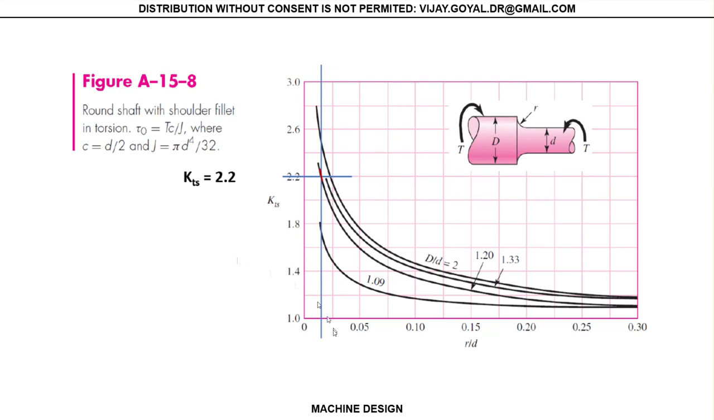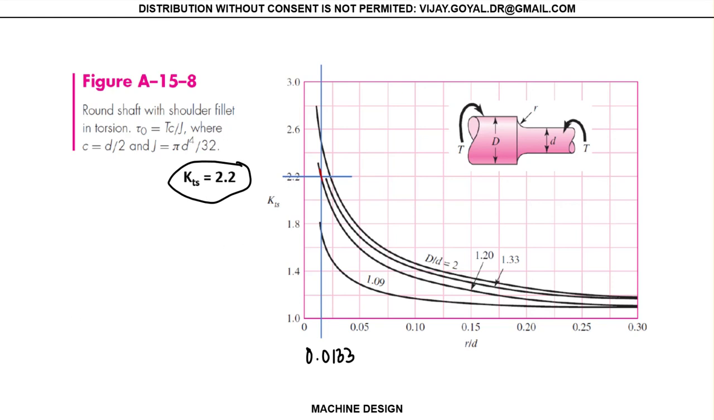Okay. And for torsion, remember these are static values. These are static. Okay. This is 0.0133. And then this is 1.2. So it's roughly a little bit on top of that. But this is all approximation anyway. I will go with 2.2.